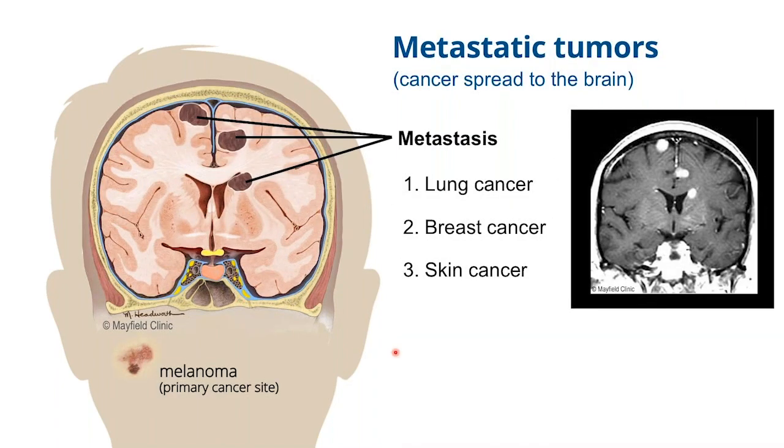Okay, and finally, brain tumors can also be classified as primary or metastatic. A primary brain tumor is one that originates in the brain. And a metastatic tumor is actually cancer from another part of the body that has spread up to the brain. What I've shown here is skin cancer. The top 3 cancers that metastasize to the brain are lung, breast, and skin cancer.